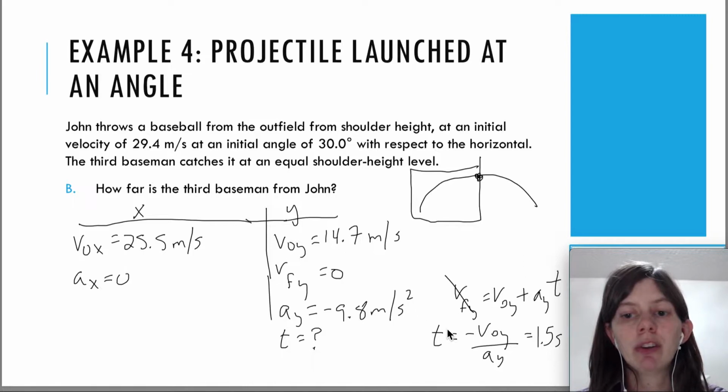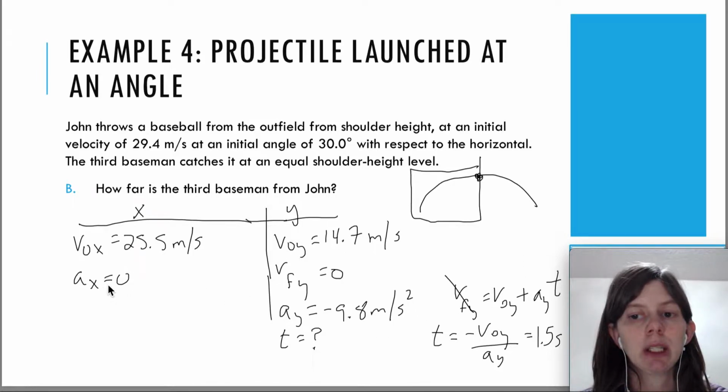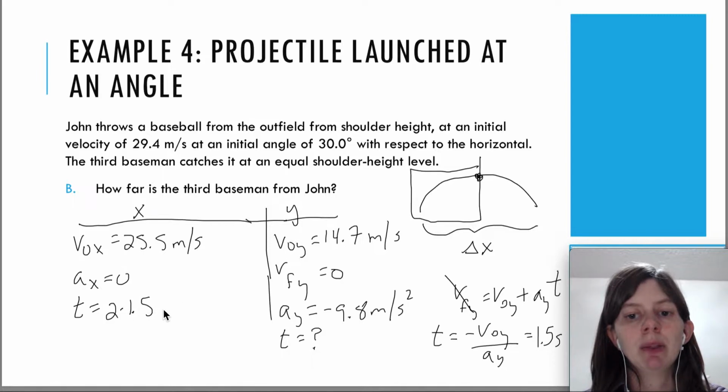Now be careful, don't just say, okay, well now let me use that for the x direction. Always draw a picture and know what you're referring to. This is the time that it takes to get to the maximum height, which is halfway through the motion. But now we're looking for how far is the third baseman. We're looking for this, which is double this time because it's the full motion, and this time was only half of the motion. So we can use the time as double the 1.5 seconds that we just found. And now we know that for the full motion, it takes 3 seconds.